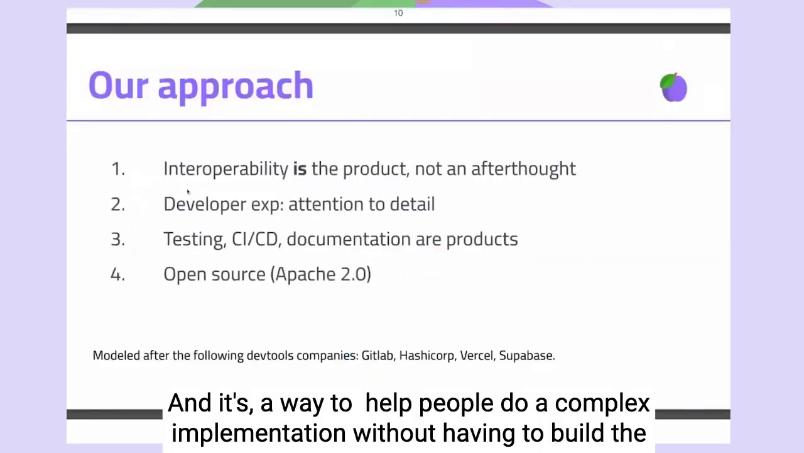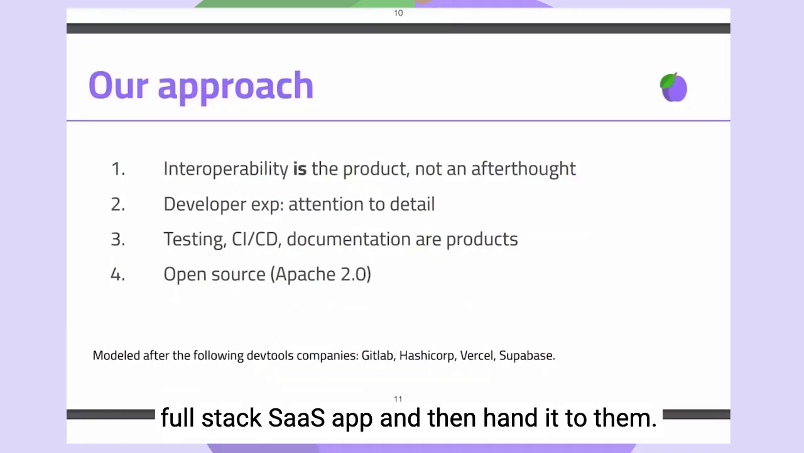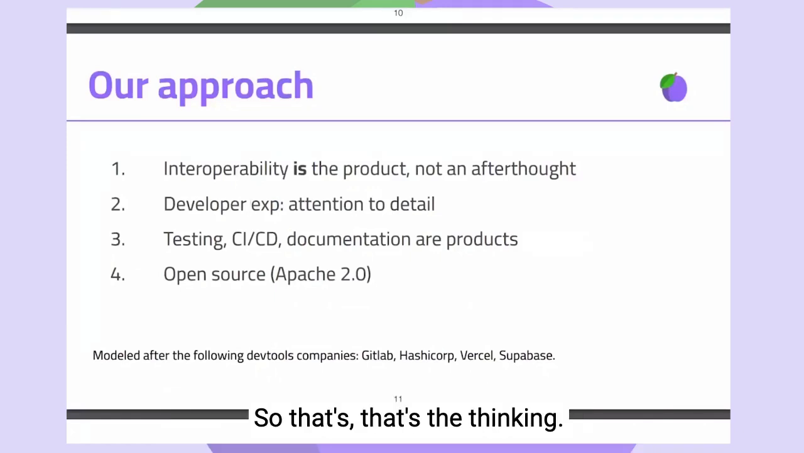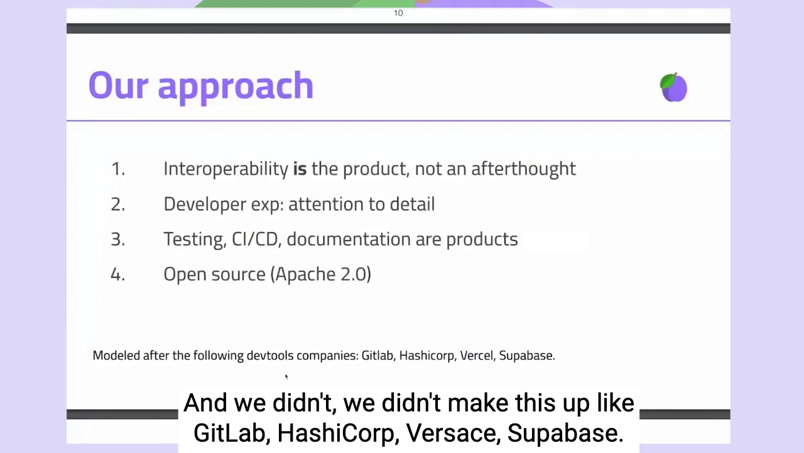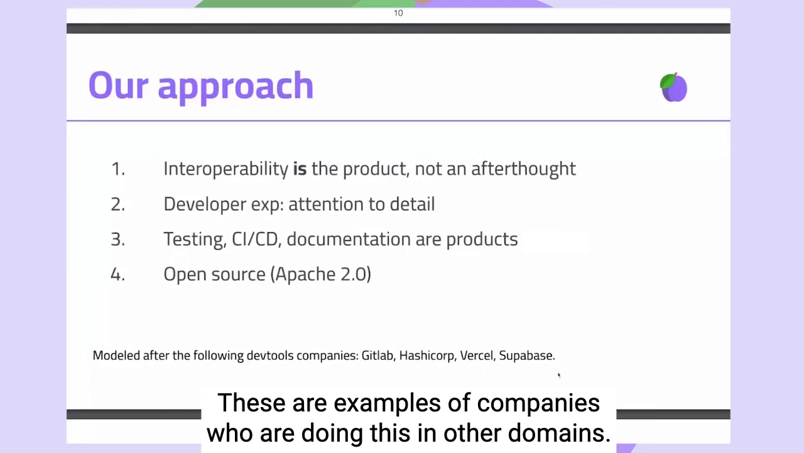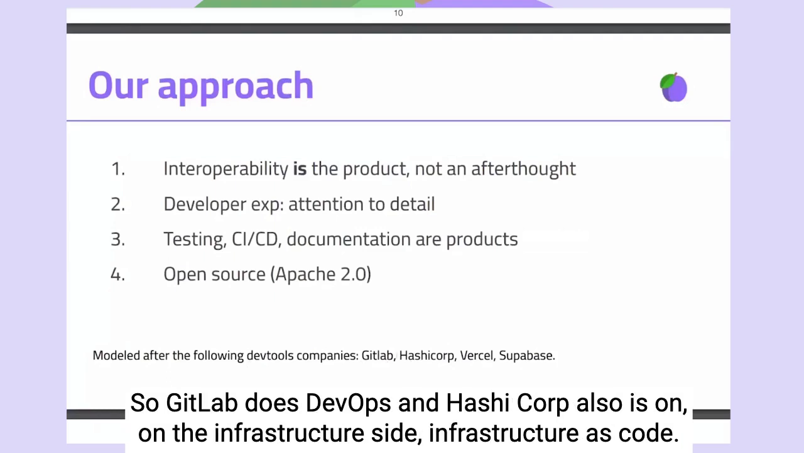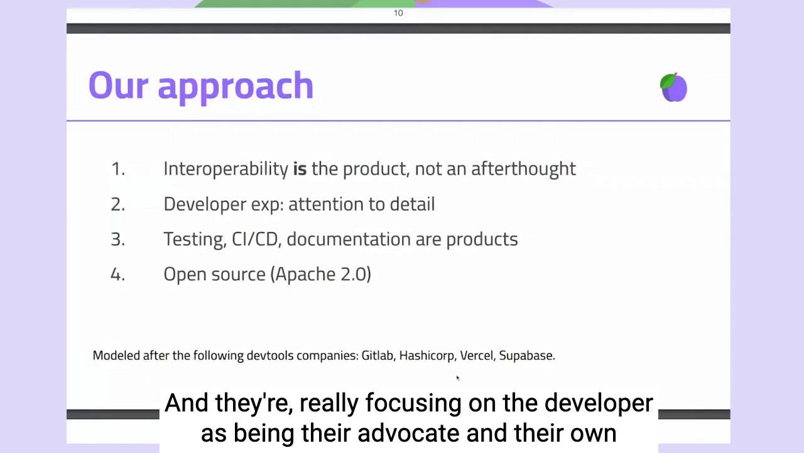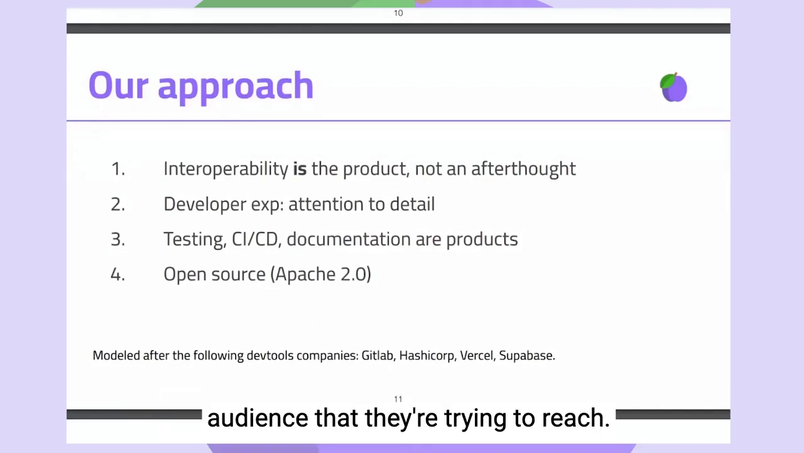And it's a way to help people do a complex implementation without having to build the full stack SaaS app and then hand it to them. So that's the thinking. And we didn't make this up. GitLab, HashiCorp, Vercel, Supabase, these are examples of companies who are doing this in other domains. So GitLab does DevOps, and HashiCorp also is on the infrastructure side, infrastructure as code. And they're really focusing on the developer as being their advocate and their own that they're trying to reach.